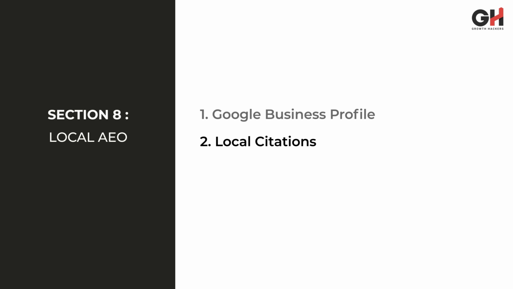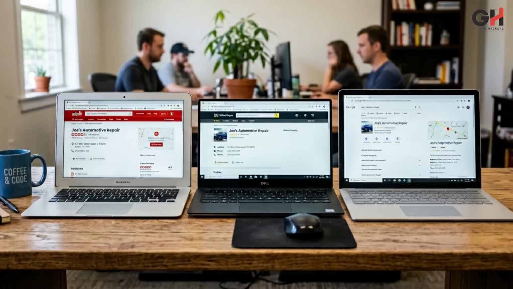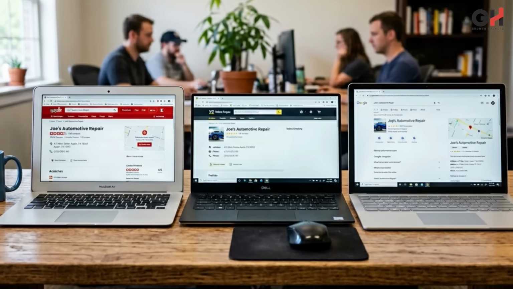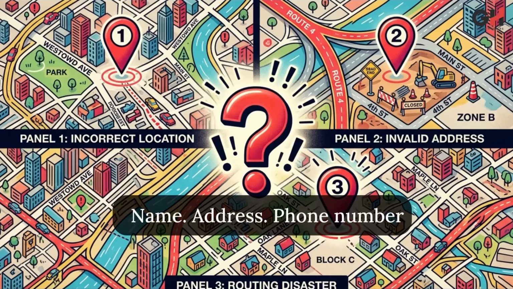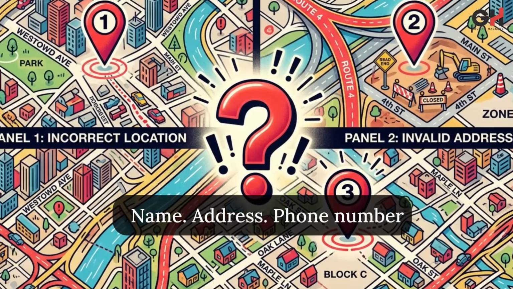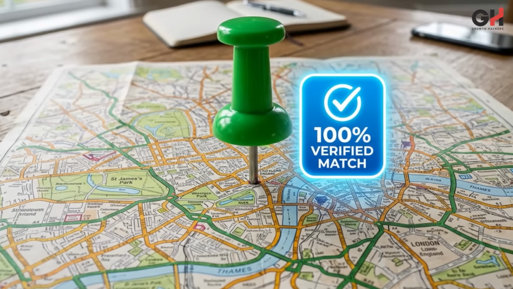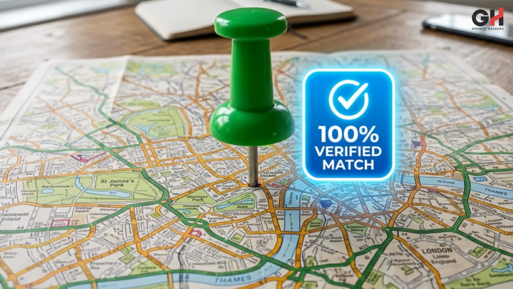Point number 2. Local citations. Consistent business information across directories verifies your local presence to AI. Get listed on local industry directories, Chamber of Commerce listings, local business associations. The result? Inconsistent NAP confuses AI about your location. Strong local citations mean higher local AI recommendation confidence.